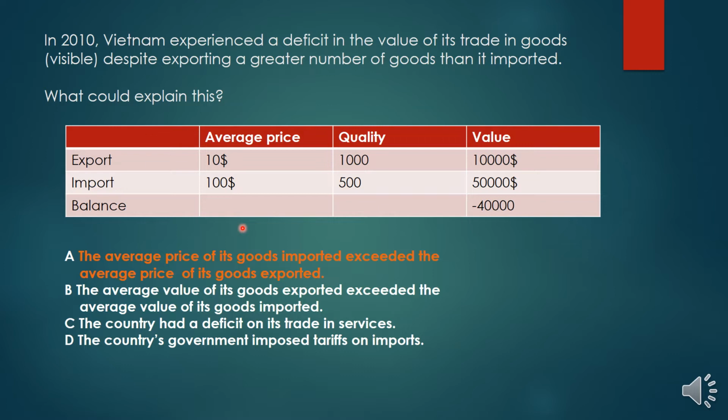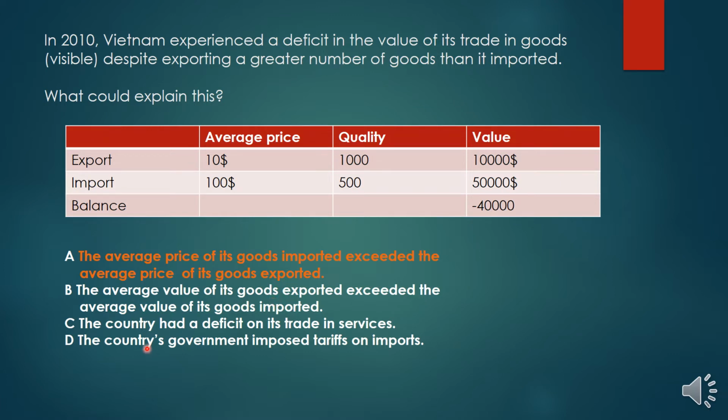So you can see it here, the average price of goods imported is greater than the average price of export. That's why the balance of payment is in deficit. Clear? Then why is option B wrong? Option B is wrong because it says the average value of goods exported exceeds the average value of import. If the exported value is greater than the imported value, how will it become a deficit? It will become a surplus. Understood? Deficit means the import value is greater. Understood? That's why option B is wrong.